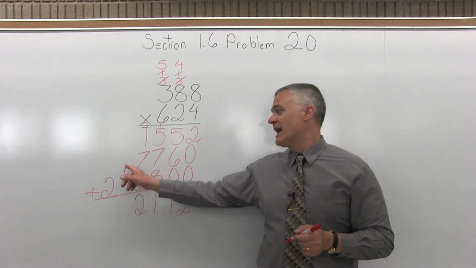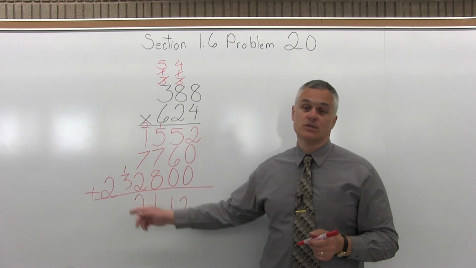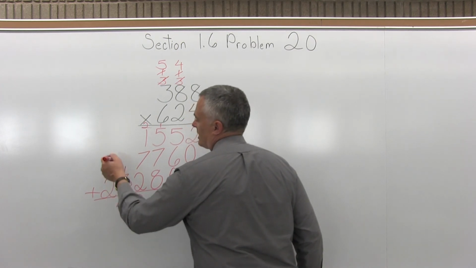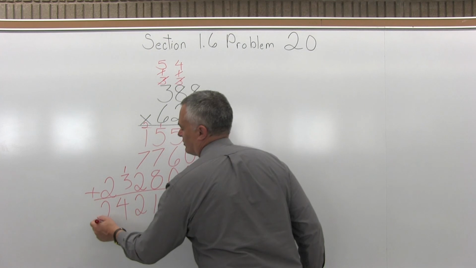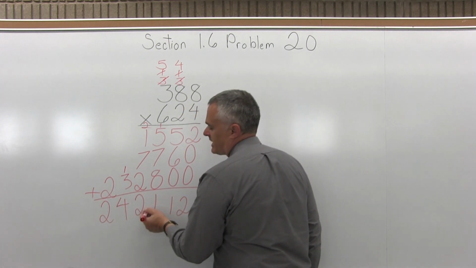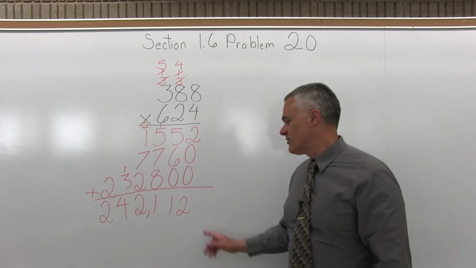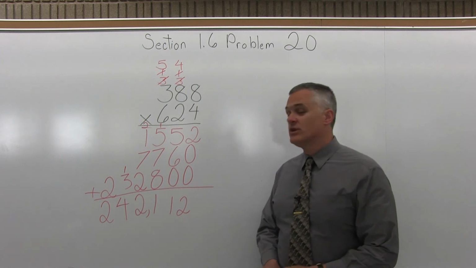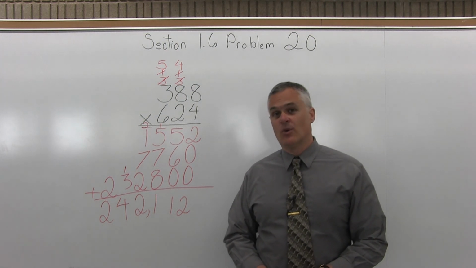So now I just add 1 plus 3, which is 4. And finally, in the far left position, nothing above it plus 2 is just 2. So I have 2, 4, 2, 1, 1, 2. Again, as the number gets big, I like to put the comma. So I start from the right and count in 3 spots. And that gives me an answer of 242,112.